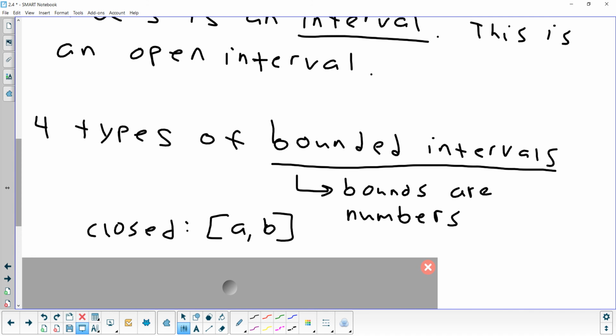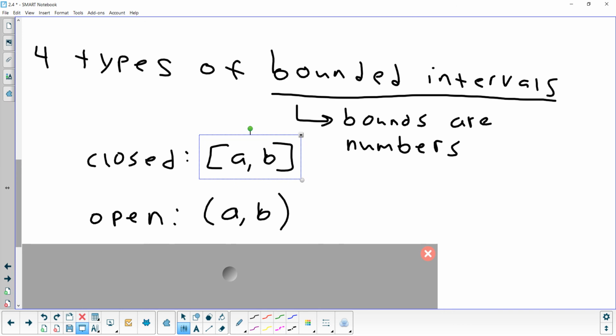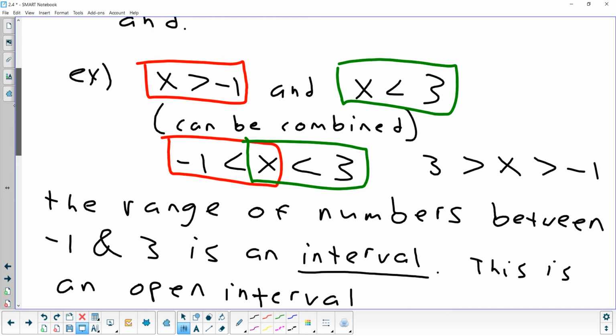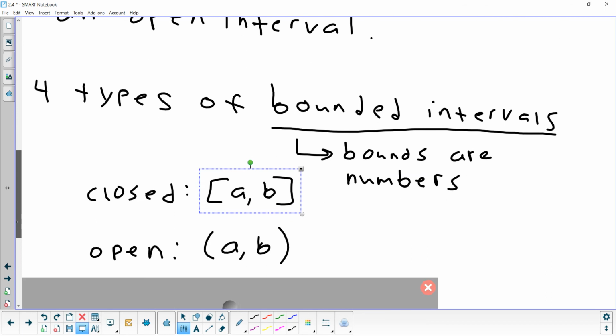And there really are a few different kinds of bounded intervals. You can have what's called a closed interval. Closed means that you can include the low value and high value in your answer. So we use a bracket to indicate that. We can have a completely open interval. And that's an example of what we had up here. You cannot include either number in your answer.